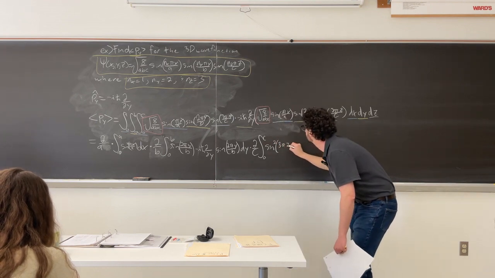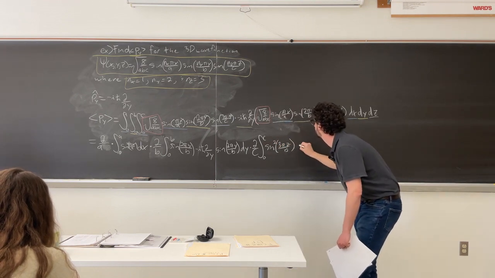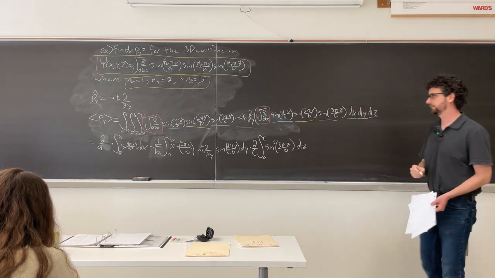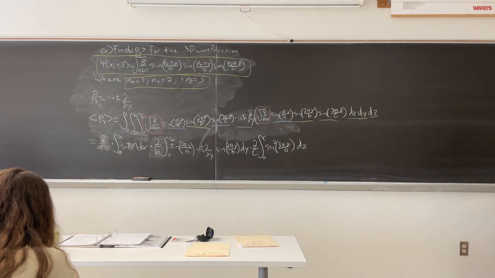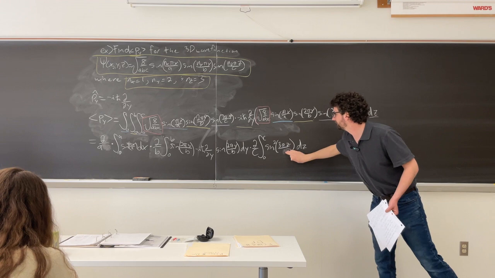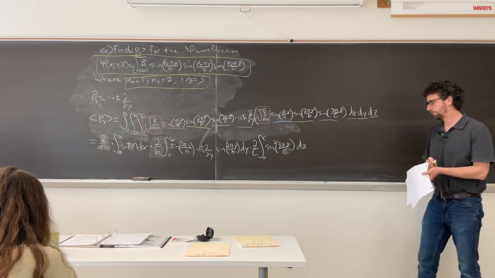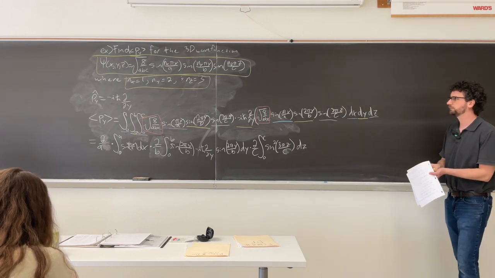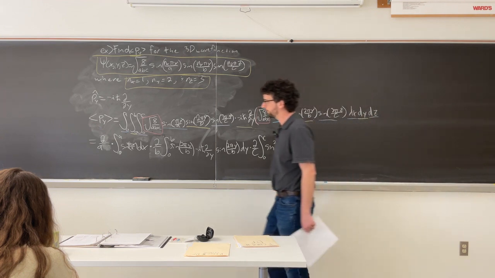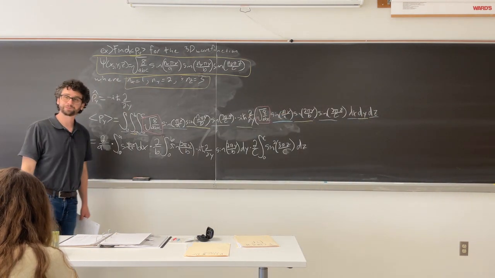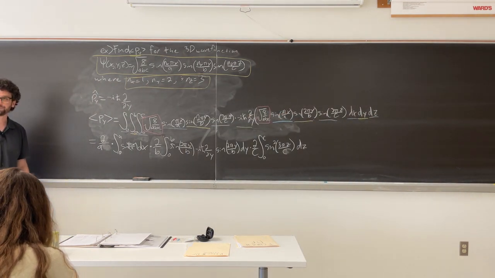Three pi z over b. Oh, why did I put b? That's terrible. Okay. This still doesn't look great, but you know some stuff.